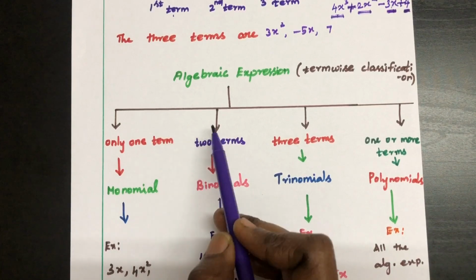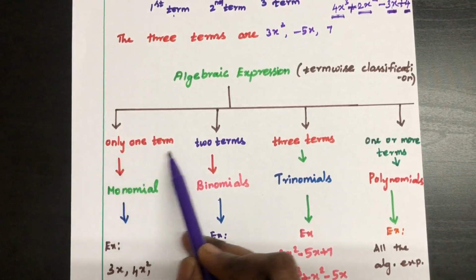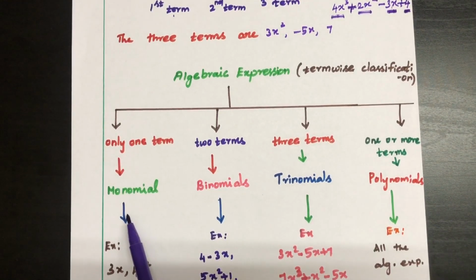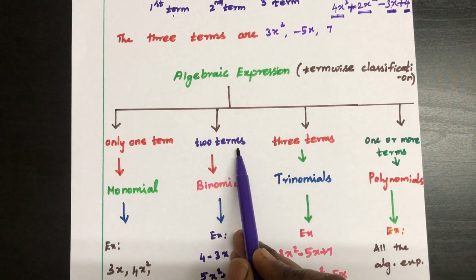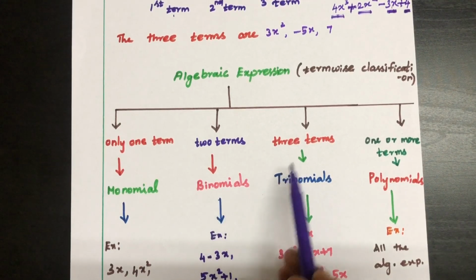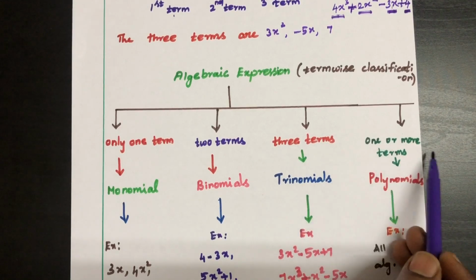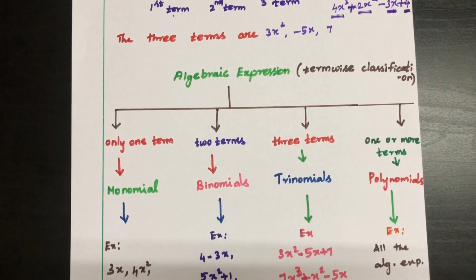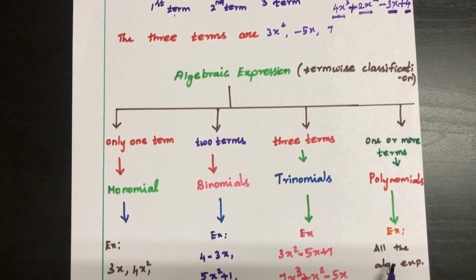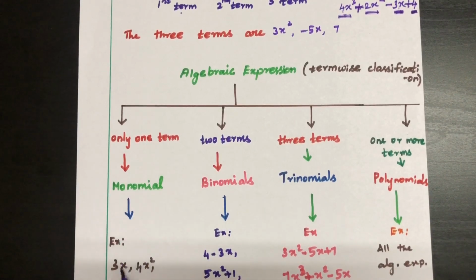Only one term. If an algebraic expression has only one term, it is called a monomial. If it has two terms, it is called a binomial. If it has three terms, it is called a trinomial. One or more terms means polynomial. Basically, all of these are called polynomials. They come under polynomials only. So, simply, only one term means monomial.